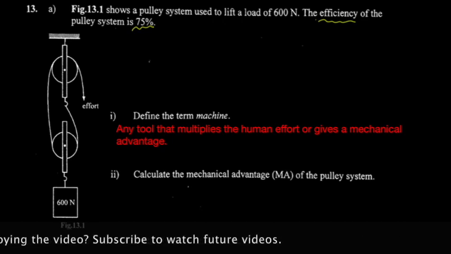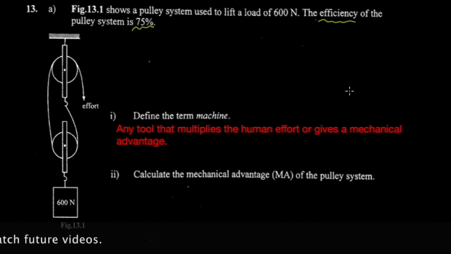A machine is any device that does a specific task. So any device that does a specific task is called a machine. Okay, so yeah, that's it.